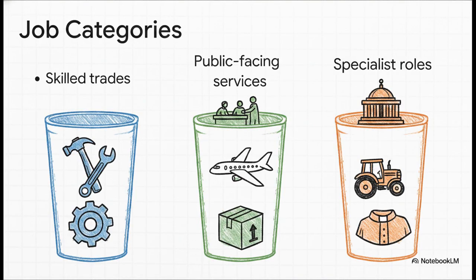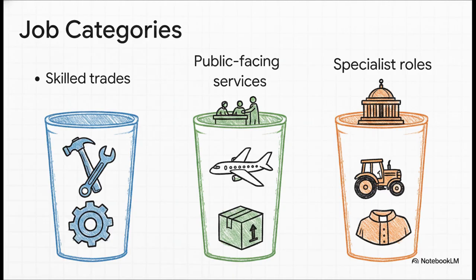The trick is to stop trying to memorize one giant, endless list. Instead, our source guide neatly organizes occupations into 3 distinct buckets based on the actual kind of work they involve. First up, we have skilled trades. These are your hands-on, making and repairing things jobs. Second, public-facing services, roles that deal directly with clients, like booking holidays or handling goods.